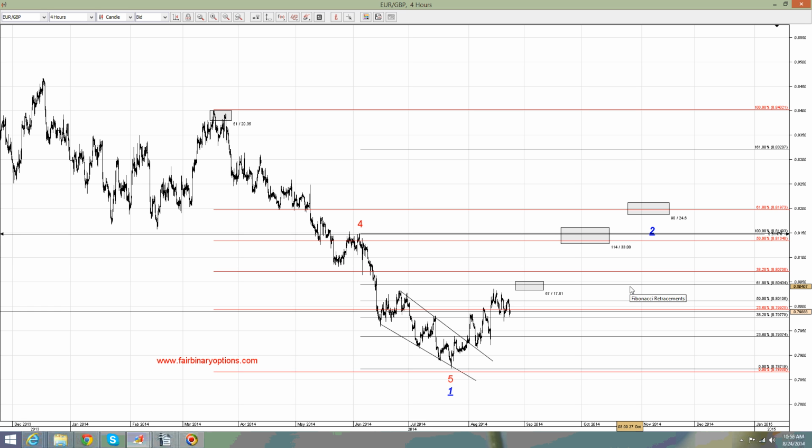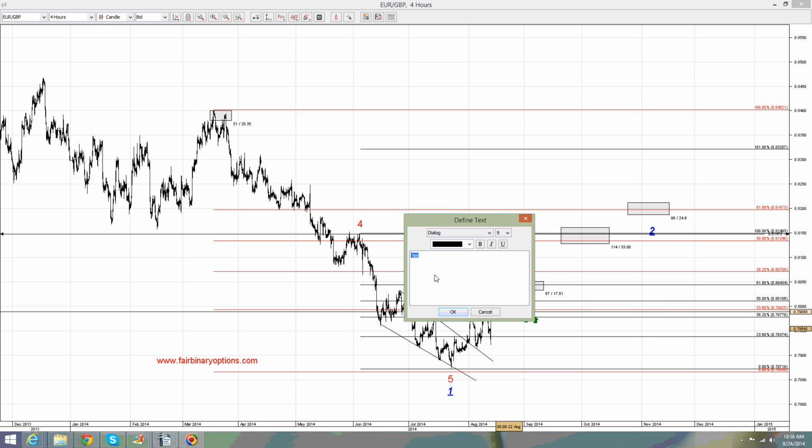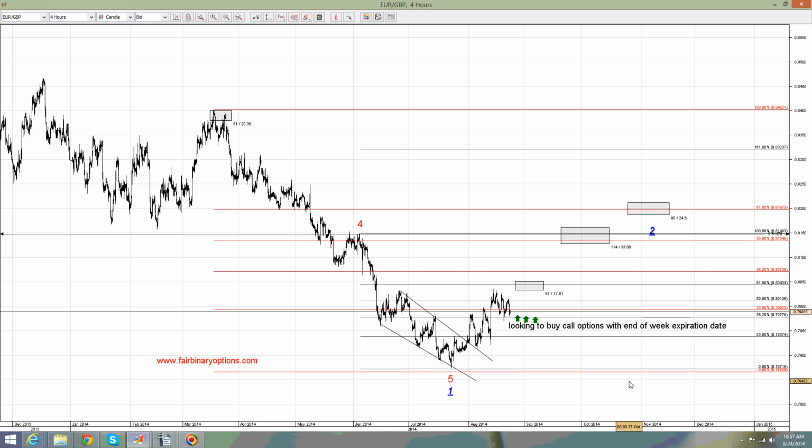Anyways, in both cases, the arguments for the euro and the Great Britain pound point towards the upside heading into next week, and that means call options in our case. We should go with call options with end of week expiration date to give it time. It is still a corrective wave, so no hurries. So let's write here that I'm looking to buy call options with end of week expiration date on the euro and the Great Britain pound by the time the market is going to open on Monday.